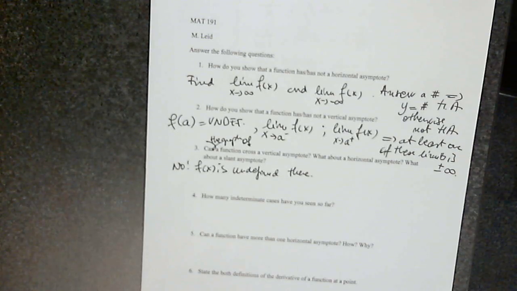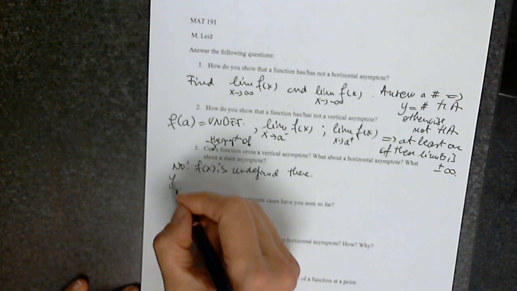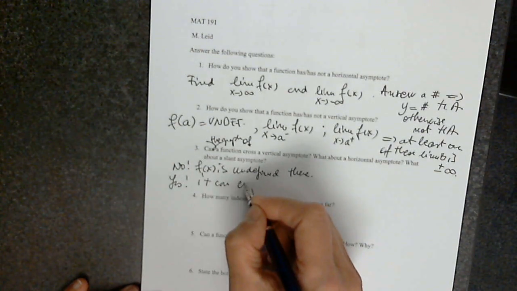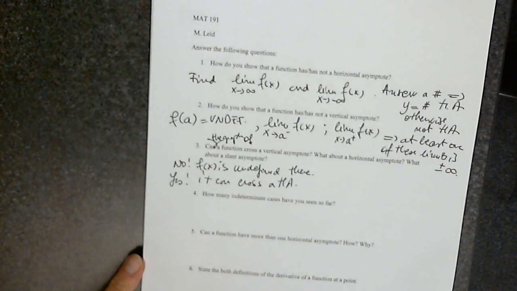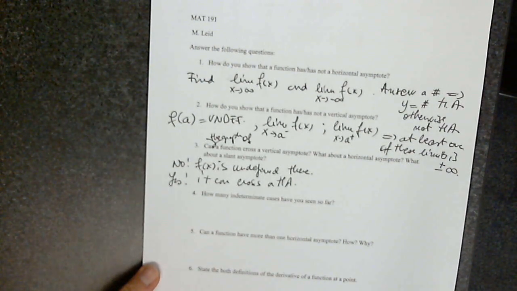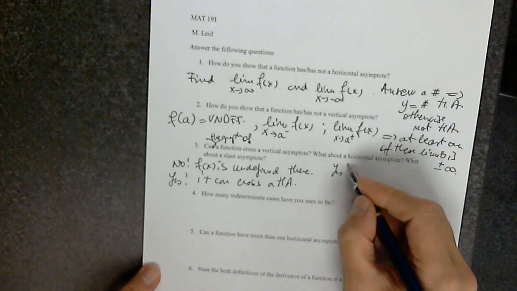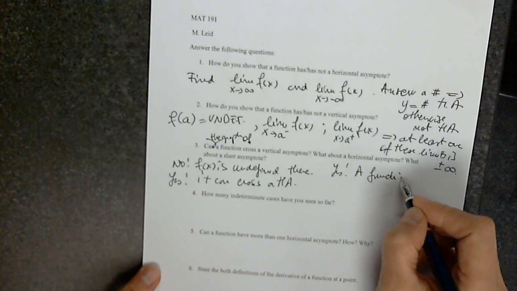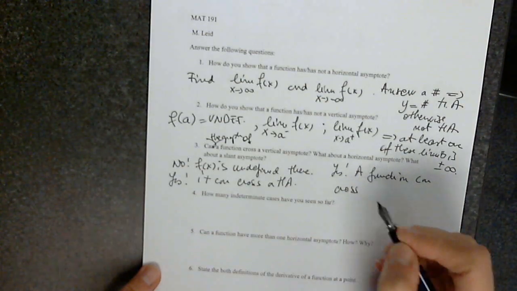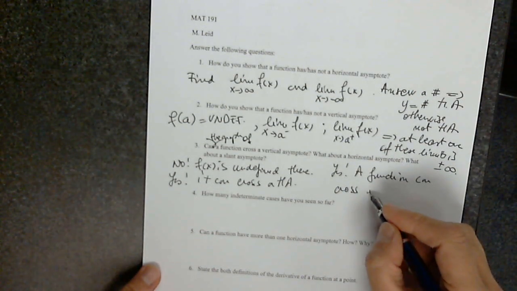What about a horizontal asymptote? Can a function cross a horizontal asymptote? Yes, it can cross a horizontal asymptote, because the horizontal asymptote has meaning only at the very end, not in the middle. But I can graph a function by showing a piece here and a piece there. What about a slant asymptote? Yes, the graph of a function, of course, can cross a slant asymptote.